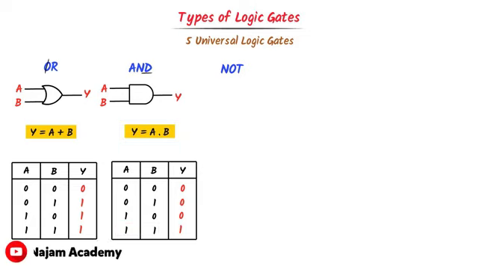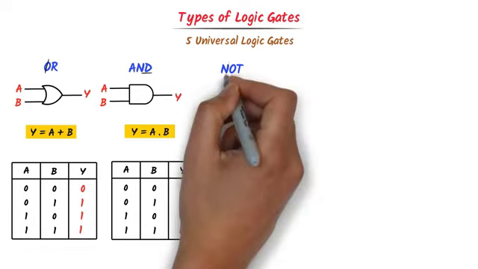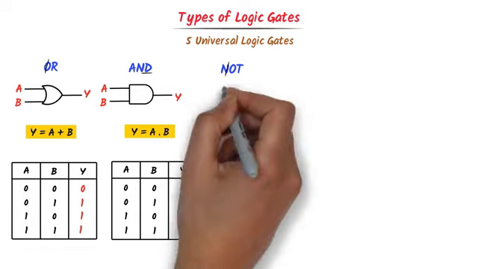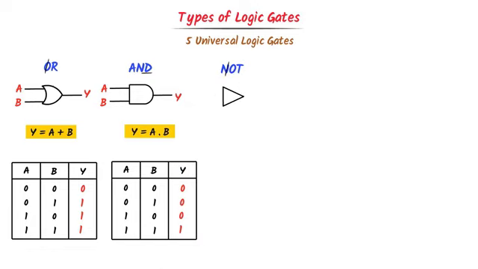Thirdly, in case of NOT gate, I halfly cut the N and I write it here like this. Also, I select this O and I write it here. I give one input A to NOT gate. Remember that NOT gate inverts the value of input. So its output is A bar or Y equals A bar.